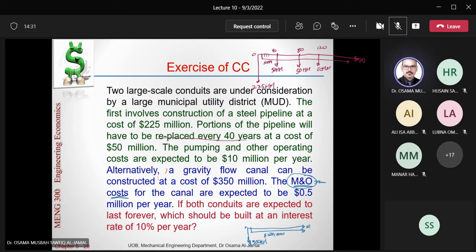What's required for both of them is to find the present worth. Let's call this one the pipe, constructing a pipe, and here the present worth for the canal, C. This is easy to solve. Can anyone tell me how to solve this one, to find the present worth for the second alternative, the canal?